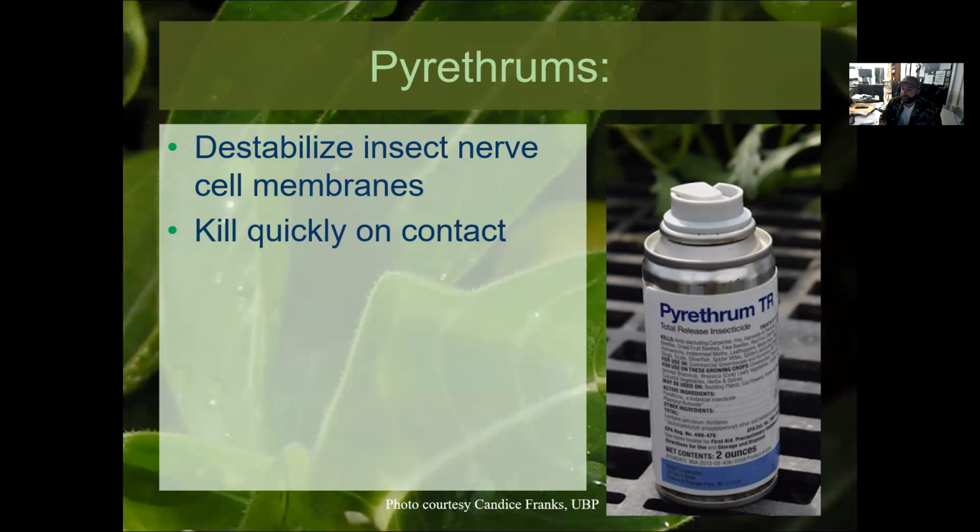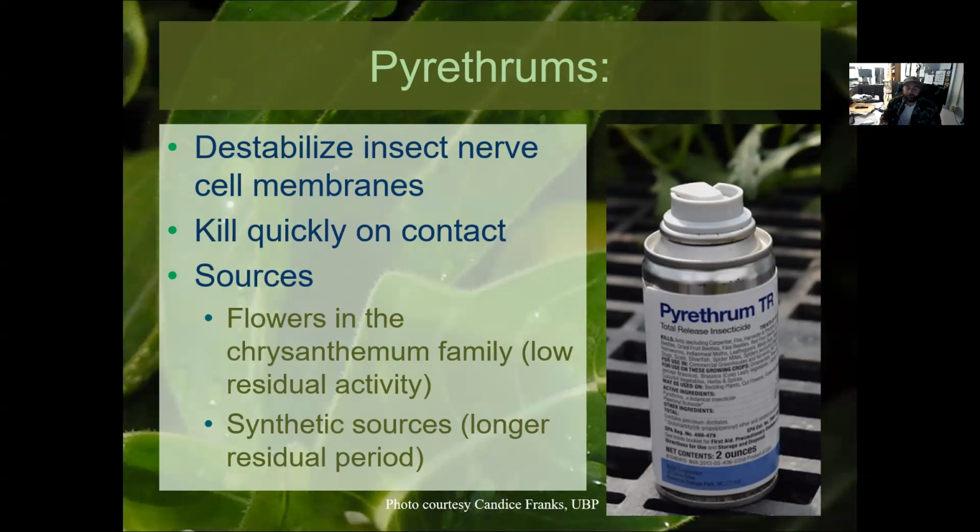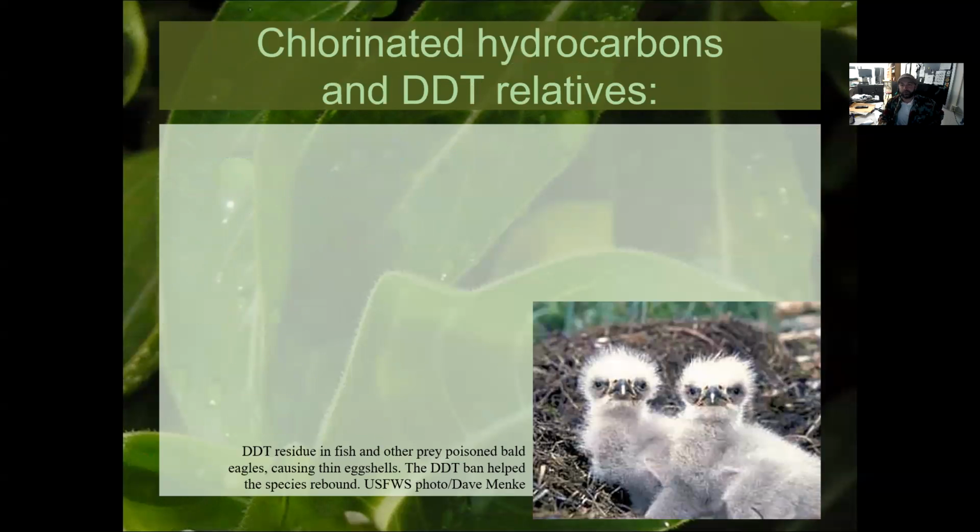So all the stuff you'll see right here on the label, and it might be hard to see in this presentation, tells you what it kills, and where you can use it. So this one's for commercial greenhouse and for use on growing crops. Some sources are flowers in the Chrysanthemum family, with low residual activity, while synthetic sources have a longer residual period.